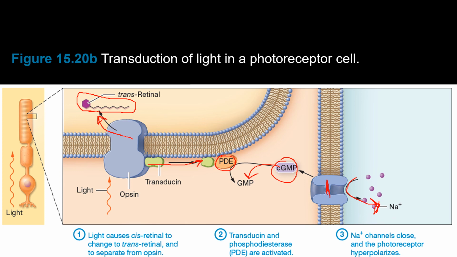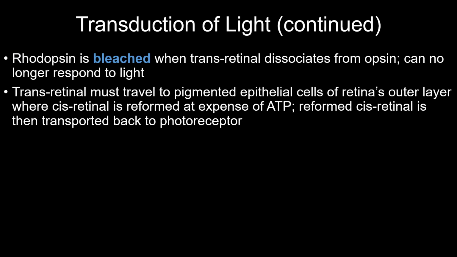Okay, so that is when light hits these photoreceptors. Now, with that retinol straightened, it's now disassociated from opsin. Well, the rhodopsin is said to be bleached, okay, and it's completely unable to respond to light until it reassembles.